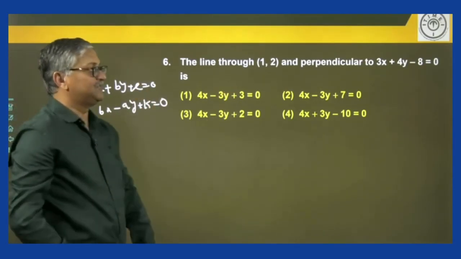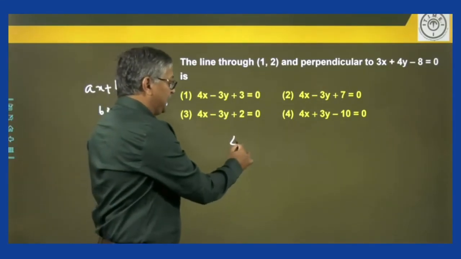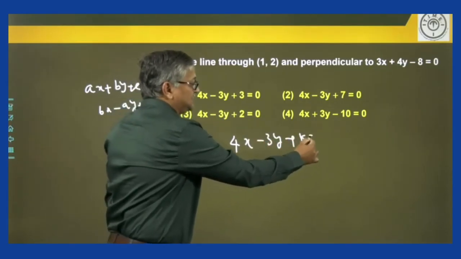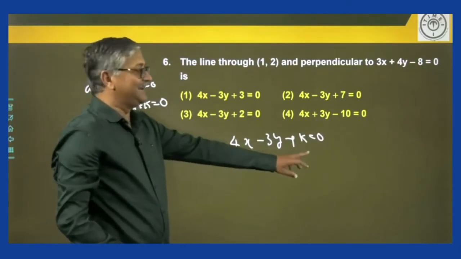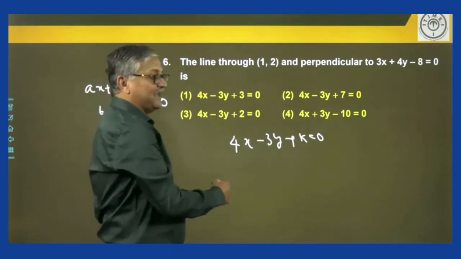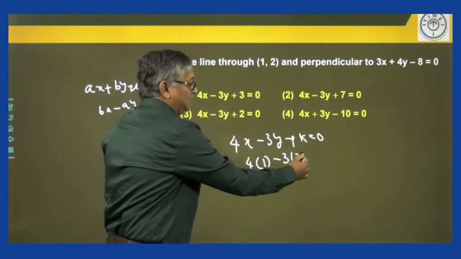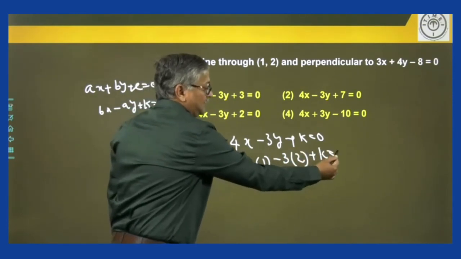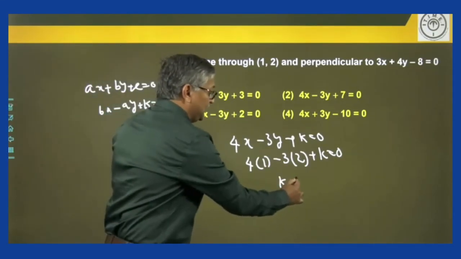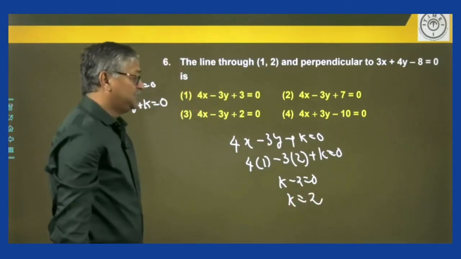So, here 3x plus 4y minus 8 is equal to 0. The perpendicular line must be 4x minus 3y plus k is equal to 0. How can we calculate this k value? It is clearly passing through (1, 2). So, substitute x is equal to 1 and y is equal to 2, and you will get the k value. So, what is the k value? 4 minus 6, that is minus 2. So, k minus 2 is equal to 0, so k is equal to 2.